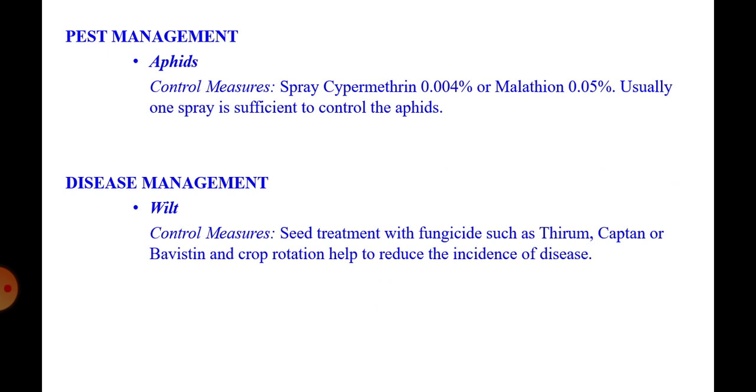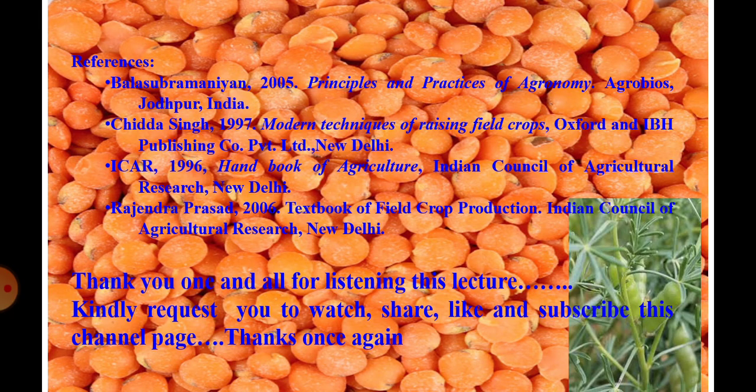Pest management. Aphids are controlled by spraying cypermethrin. In case of disease management, wilt is the major disease, and this wilt is controlled by giving seed treatment with fungicide such as Thiram, Captan or Bavistin at the rate of 2 to 3 gram per kg of seed, and crop rotation also helps to reduce the incidence of this disease. In this way, in short, we have covered this masoor or lentil crop.